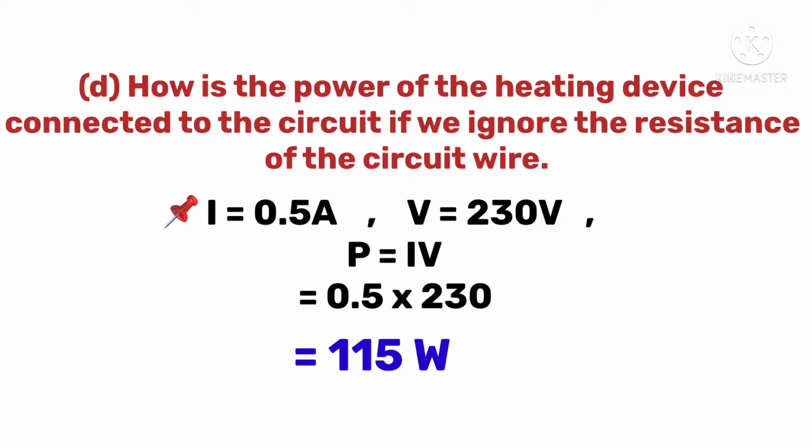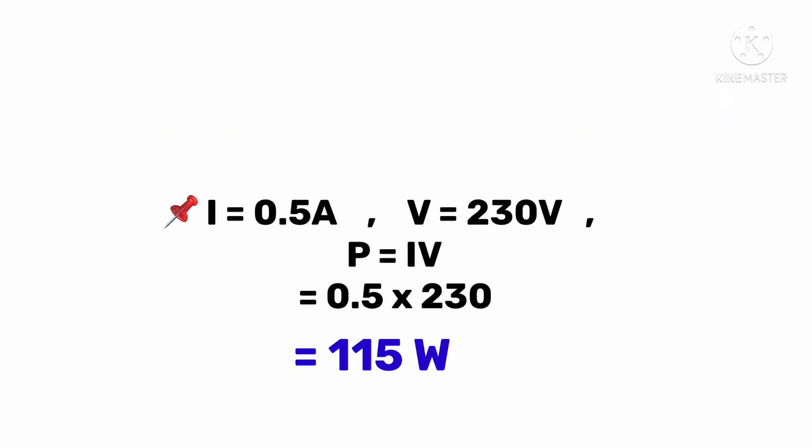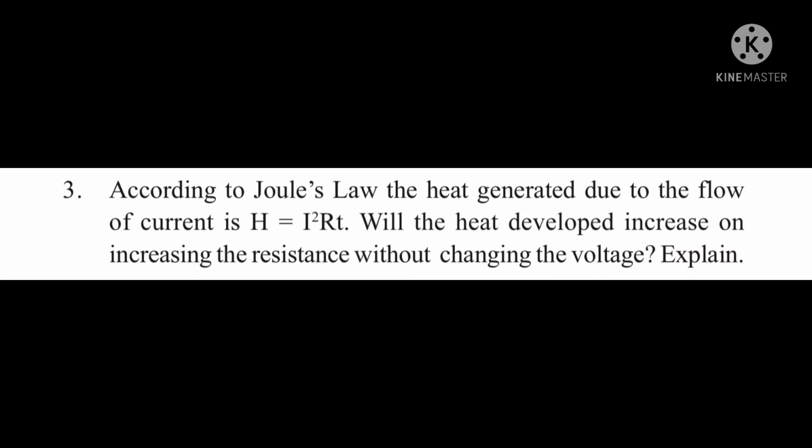D. How is the power of the heating device connected to the circuit if we ignore the resistance of the circuit wire? Here I equal to 0.5 ampere, V equal to 230 volt. We know that P equal to IV, which is equal to 0.5 into 230. So the answer will be 115 watt. Note that watt is the unit of power. Now let's move to the third question.